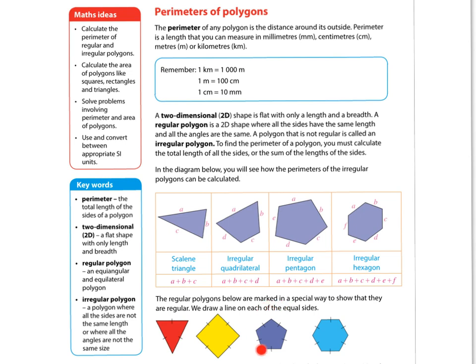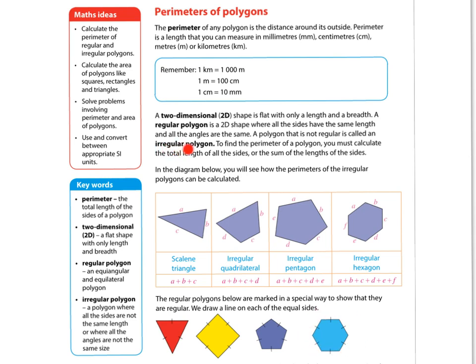The other way they can ask a question about perimeter of regular shapes is they can give you the total perimeter and ask you for the length of one of its sides. So in this shape over here, if we had the total perimeter, we would divide it by 6 to calculate the length of one of its 6 sides because they are all the same length.